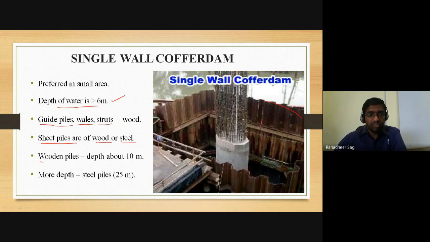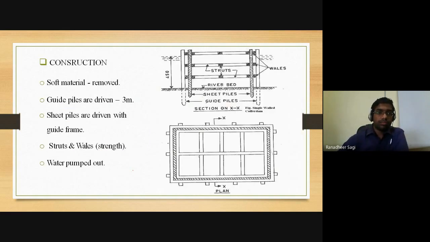In case you are going with wooden sheet piles, the maximum depth to which you can go in the construction of that single wall cofferdam is only up to 10 meters. But if you are using steel piles, then the depth to which your cofferdam construction can be taken up is up to 25 meters, because steel relatively has more strength against failure due to the forces acting on it.